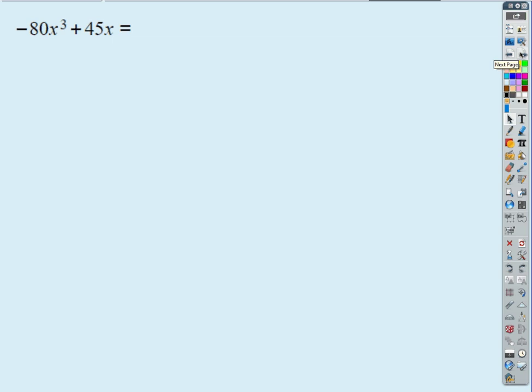Okay, I can take out a 5x, you're saying, right? Okay, negative 5x is what I want to take out, and that's actually really important. I want to take out a negative 5x. And the reason I want to take out the negative is because that's the sign of the coefficient of the biggest power. We call that the leading coefficient, right?